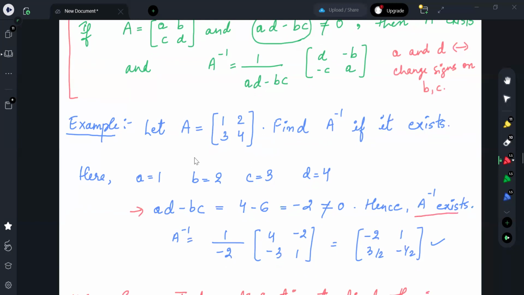Hence, A inverse exists. Once we know that A inverse exists, we just apply all the values and get the inverse. A inverse will equal 1 over -2 multiplied by the matrix where I've interchanged a and d, so 1 and 4 are interchanged to 4 and 1, and I've changed signs on b and c. I'm going to multiply this scalar by each entry in the matrix, and there you go. This is the resultant inverse.